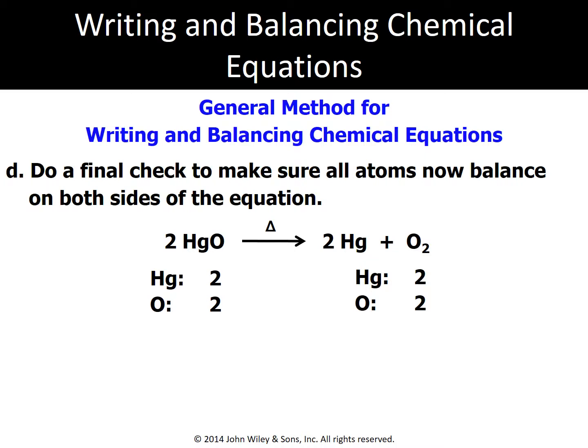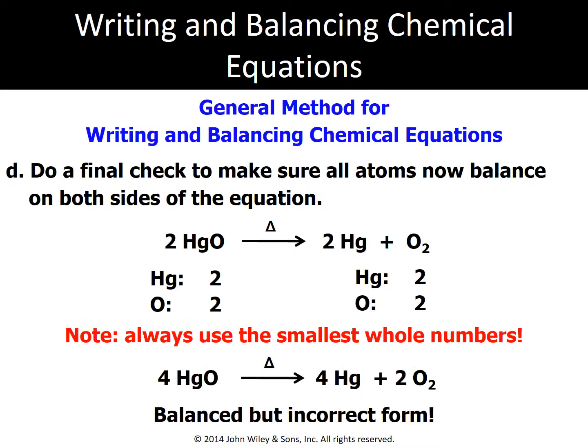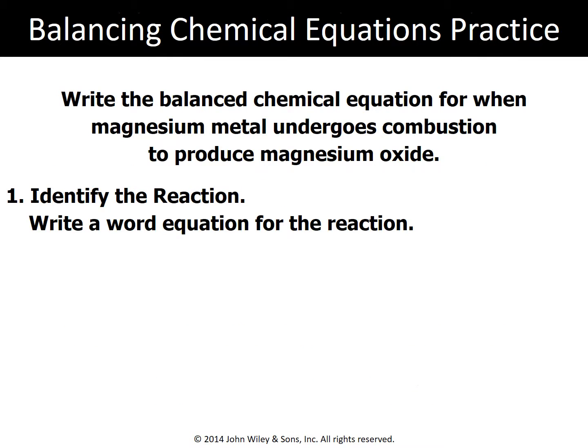Don't get confused about changing subscripts and coefficients. You can never change a subscript in a reaction. You can only add coefficients. We also need to note that our coefficients need to be our smallest whole numbers. In this case, if you wrote coefficients of 4, 4, and 2, that would be balanced, but it's not in the correct form, as we need to have our smallest whole numbers across the entire chemical equation.